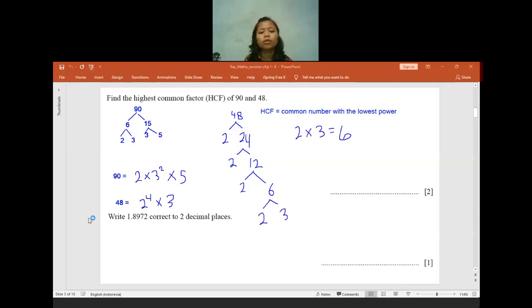We find the highest powers, the different numbers with the highest power. Okay, we have to take all the types of the number with the highest power. So what number do I have to take for the LCM? 2 power 4 times 3 power 2 times 5. Okay. How much will it be?